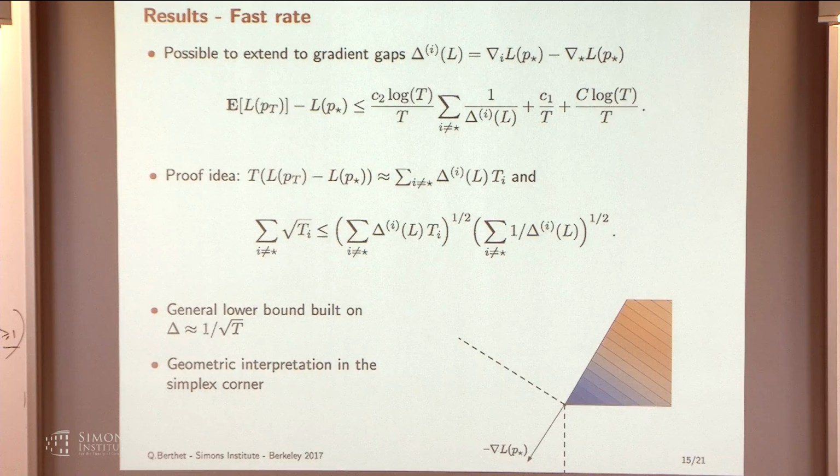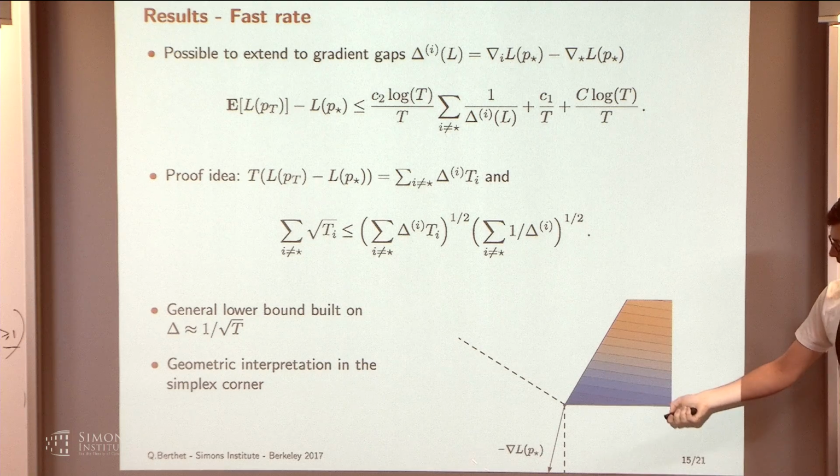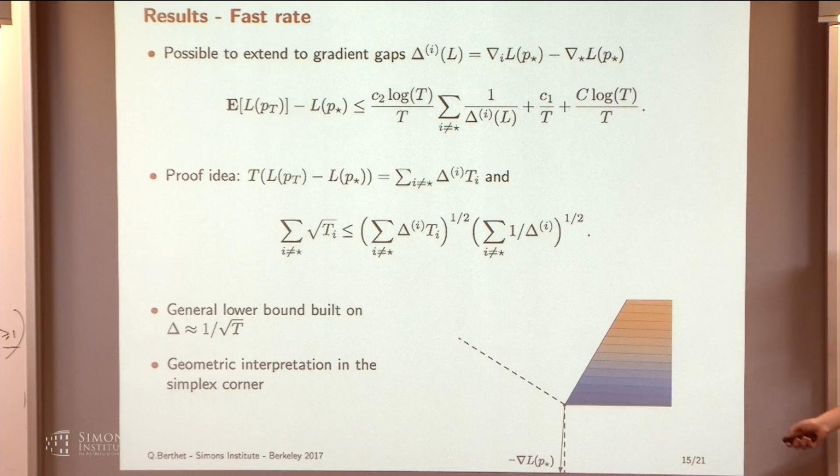Okay, and so we can extend this to cases where the loss function is minimized in a corner and where we have gaps on the coefficients of the gradient. By doing essentially the same proof, except here that this is an approximation, not an equality, we have this type of result. You can see that as the function gets flatter and flatter, and the negative gradient gets closer to the boundary, it becomes easier and easier to hesitate between these two corners. That's the geometric interpretation.